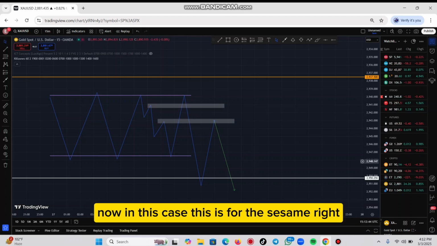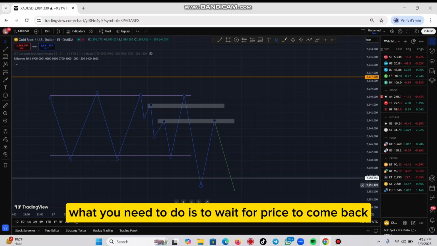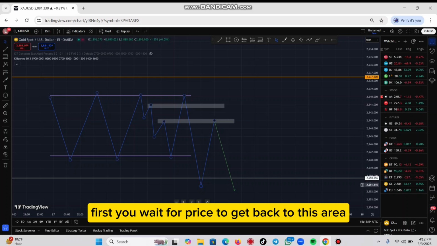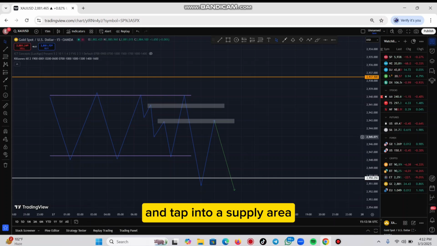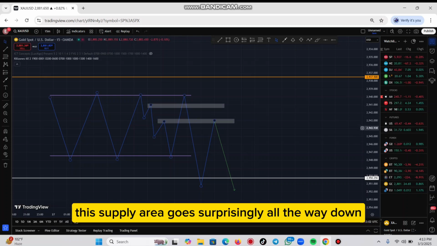Now in this case, this is for the sell scenario, right? Price swept the lows right here. What you need to do is to wait for price to come back. You must wait for price to come back first. You wait for price to get back to this area and tap into a supply area. This is a supply area because price rallied all the way down.